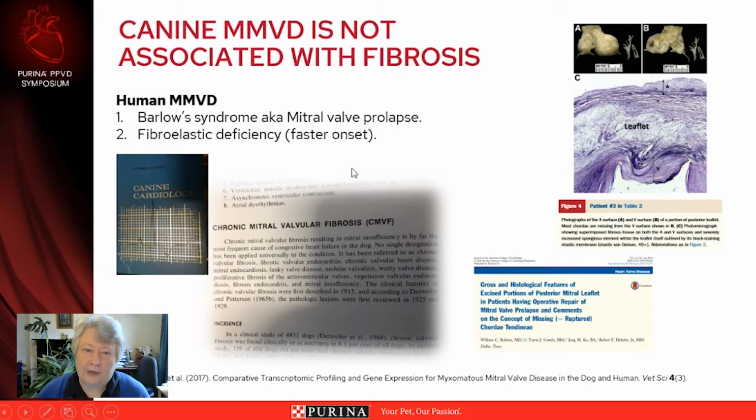Another cause of mitral prolapse in humans is fibroelastic deficiency, but this has quite a rapid onset, and it's due to deficiency of base components of the connective tissue matrix of the valve. So Barlow syndrome is probably the most similar condition, but it's very interesting that in the human condition we have lots of fibrosis, and in the dog condition we don't.